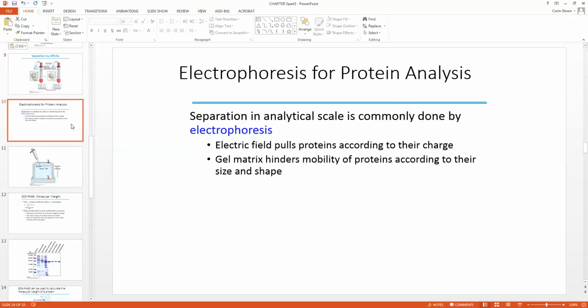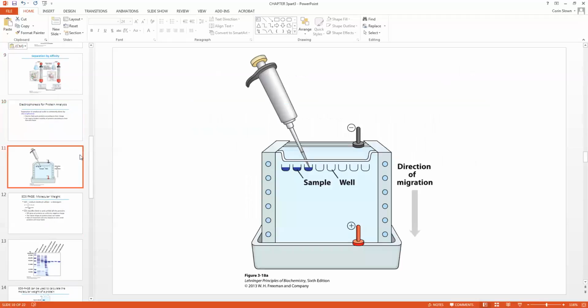One of the most common ways that we're going to see protein analysis occur is through electrophoresis. So this is separation usually for analysis, and it's where we use an electric field to separate proteins according to their charge. So we have a gel matrix that stops proteins from moving based on size and shape, and we apply a current, which then allows only our samples to be able to move based on the direction of the current. So if we think about this, here's an example of gel electrophoresis.